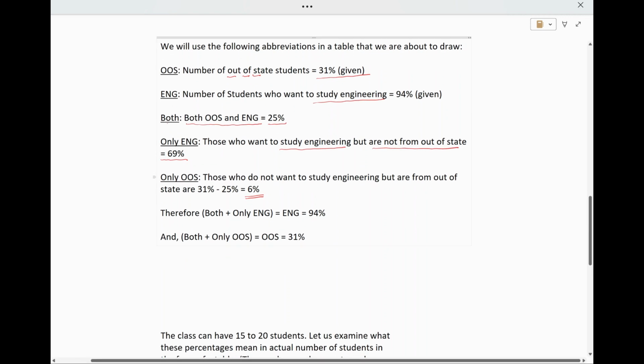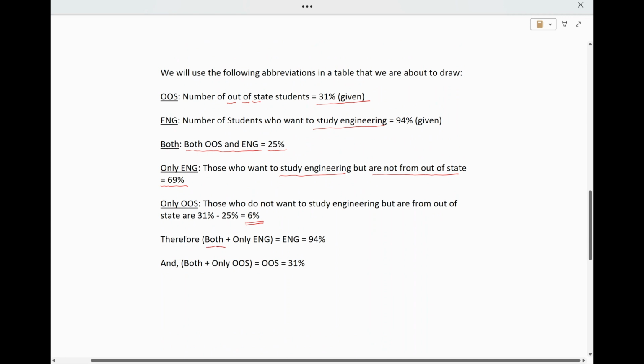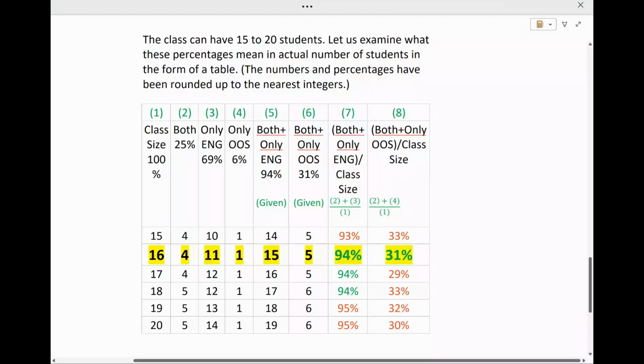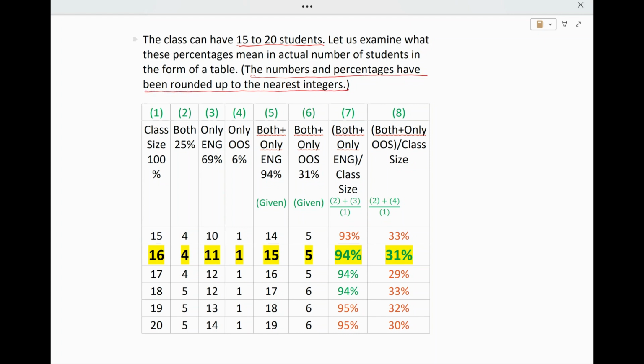So we can conclude both plus only engineering is equal to 94%, and both plus only OOS is equal to 31%. The class can have 15 to 20 students. Let us examine what these percentages mean in actual number of students in the form of a table. The numbers and percentages have been rounded up to the nearest integer.